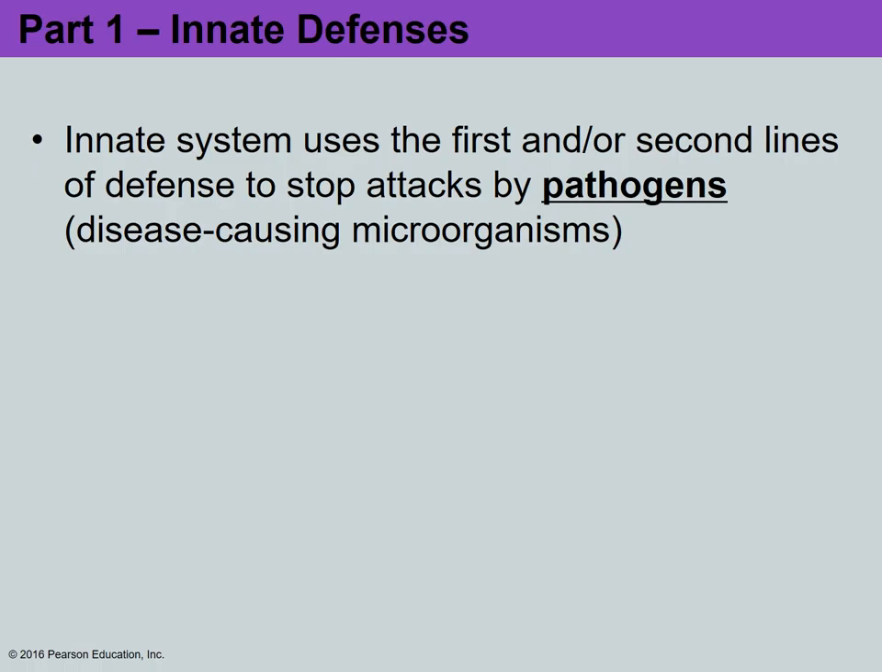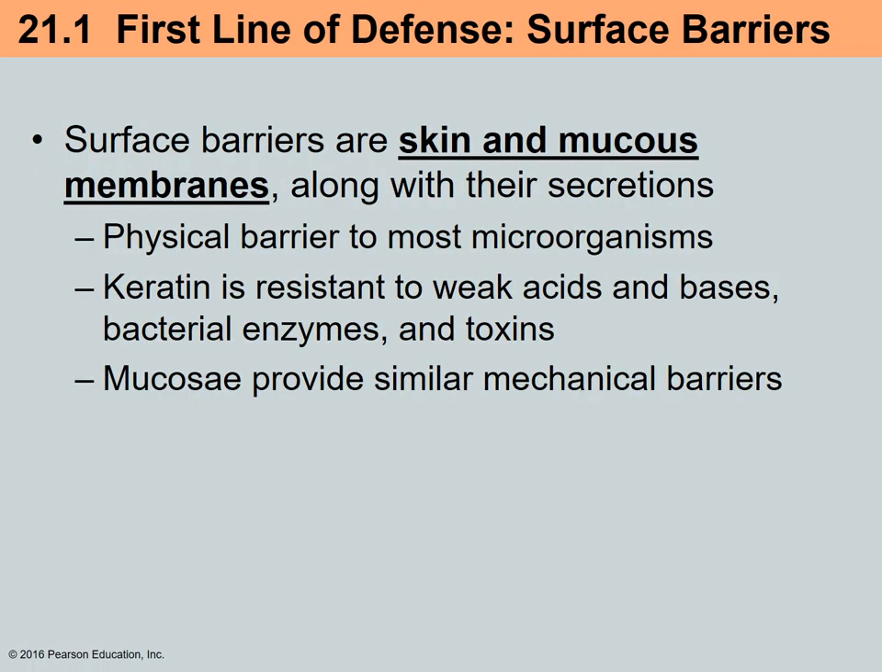So we're going to start with the innate defense system first. This includes that first and second line of defense to try to stop pathogens. Pathogens are disease-causing microorganisms, so it could be bacteria, viruses, fungi. And the purpose is to stop it from attacking your body. That first line of defense is what we refer to as surface barriers. The skin and the mucous membranes are an actual physical barrier. Microorganisms would have to penetrate that barrier in order to get deeper inside of you and cause an infection.